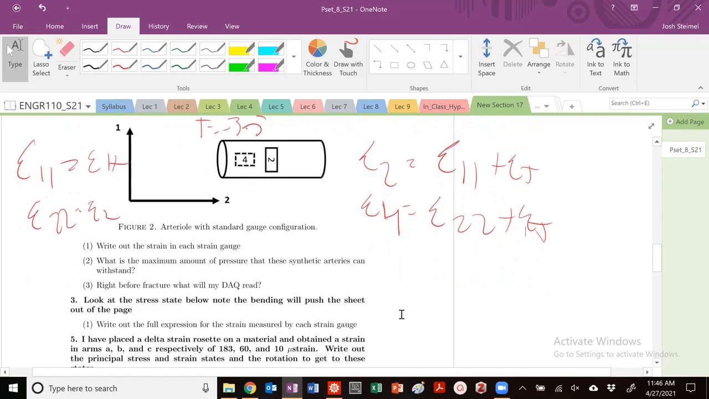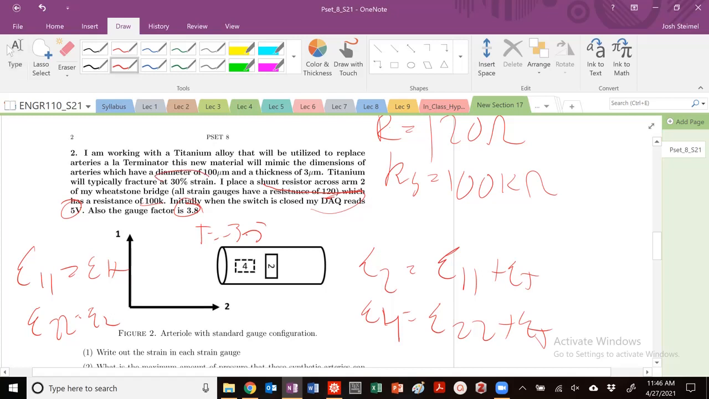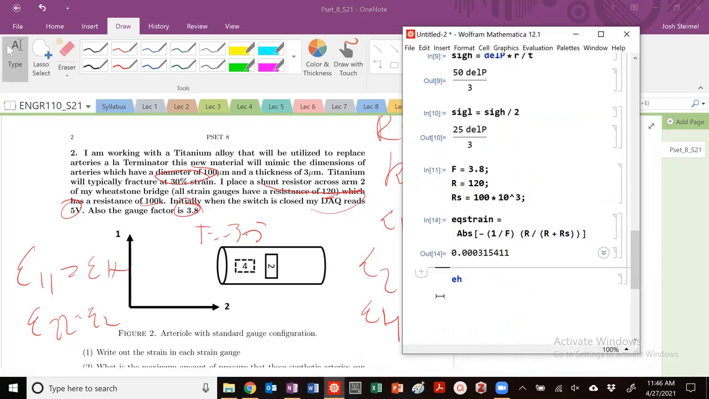What's the amount of pressure that these synthetic arteries can withstand? We were told that we're going to fracture at 30% strain. So we know that that corresponds to our hoop strain, which is equal to 1 over E times sig H minus nu sig L. So I need to solve for that pressure. Hoop strain is always larger than my longitudinal, so when that reaches 30%, 0.3 is equal to 1 divided by Y times sig H minus nu times sig L.